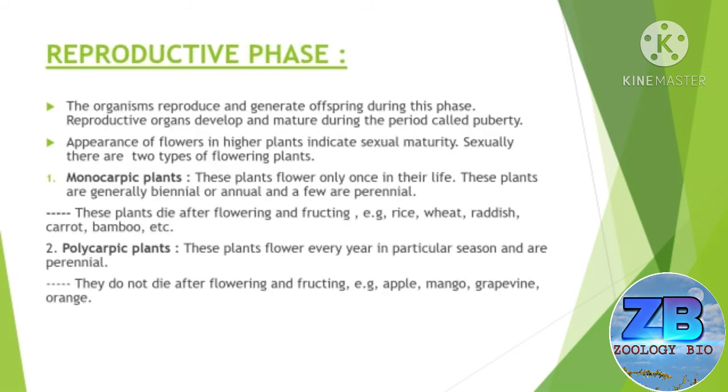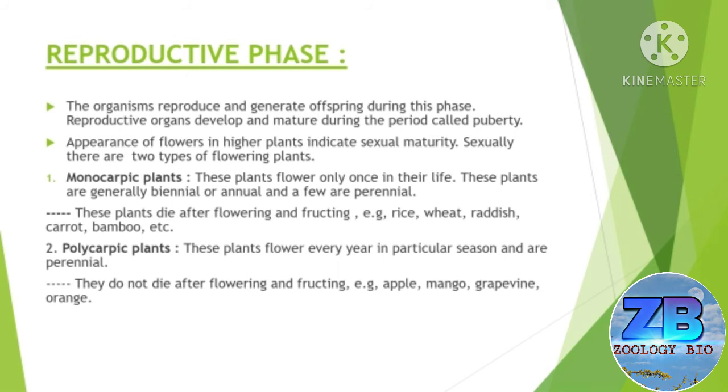The second phase of life cycle is reproductive phase. The organisms reproduce and generate offspring during this phase. Reproductive organs develop and mature during the period called puberty. Appearance of flowers in higher plants indicates sexual maturity. Sexually, there are two types of flowering plants.